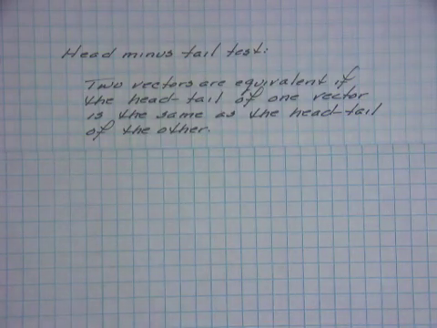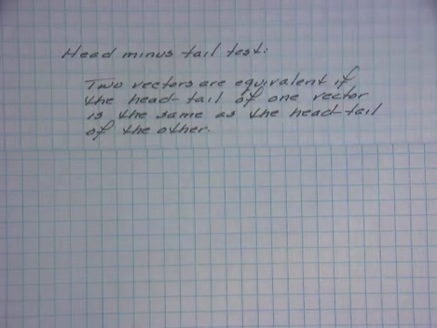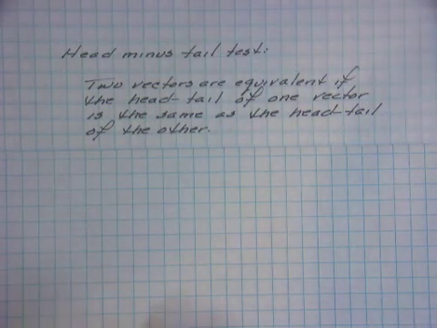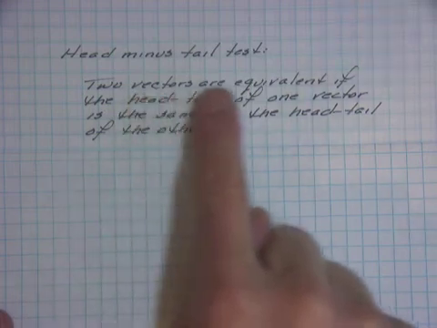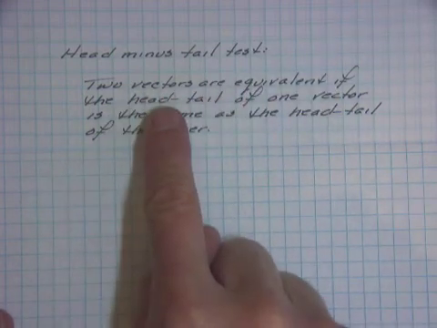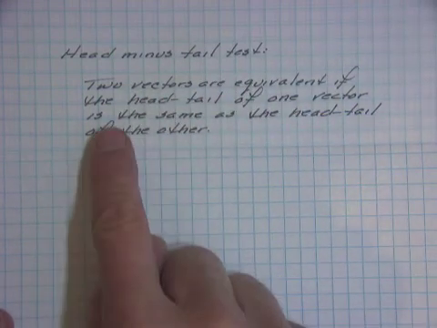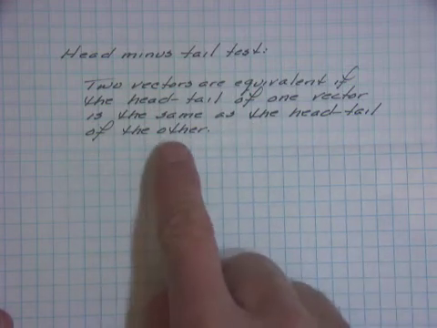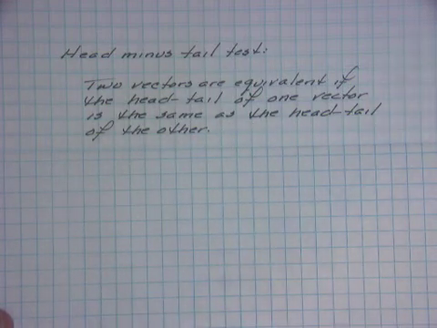All right, let's continue on with this lesson. This is still lesson H.02. Now we have something called the head minus tail test. Two vectors are equivalent if the head minus the tail of one vector is the same as the head minus tail of the other vector.